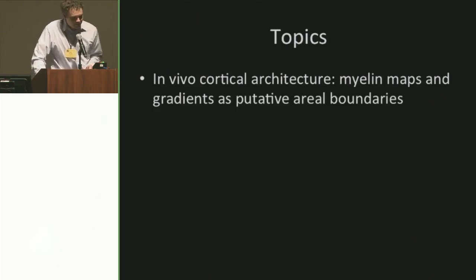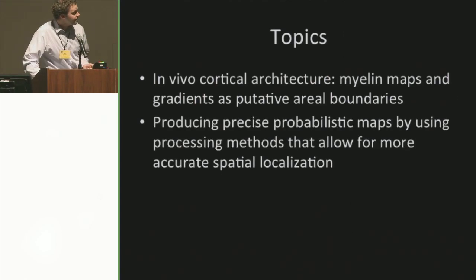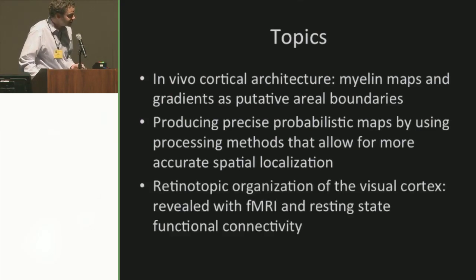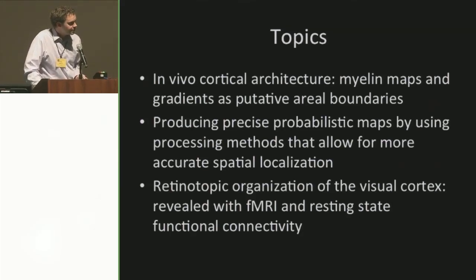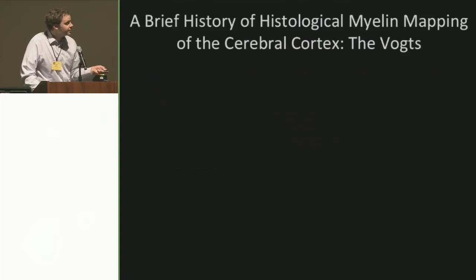So first, in vivo cortical architecture, myelin maps and gradients as areal boundaries. Second, producing precise probabilistic maps by using processing methods that allow for more accurate spatial localization. And then finally, retinotopic organization of the visual cortex revealed with fMRI and resting state functional connectivity. So first, in vivo architecture.